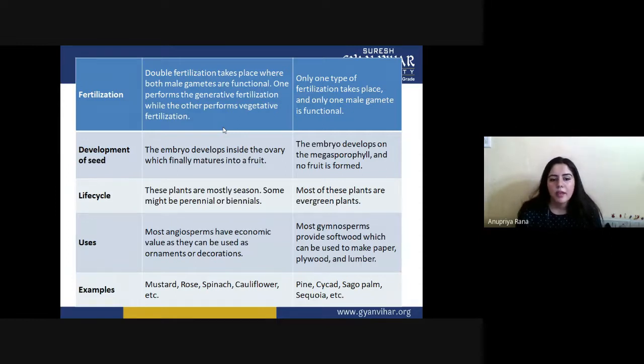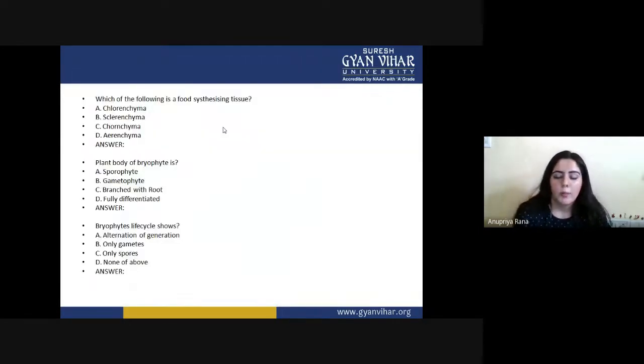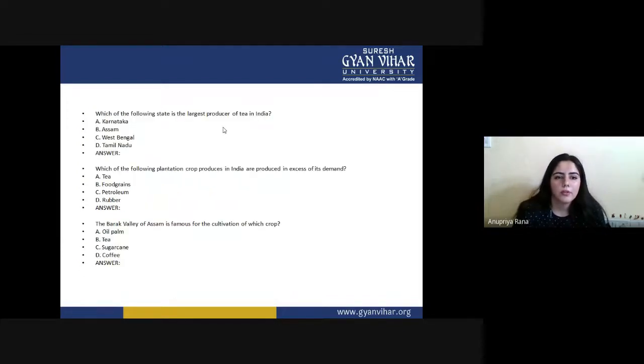For examples, lastly: mustard, rose, spinach, cauliflower, and sunflower all come under the angiospermic plants. Cycas, agathis, sago, sequoia, and pines all come under the gymnosperm. So I think this is all about the gymnosperm and angiosperm, and I hope you get a better understanding of them. I think you are now able to answer these questions, and I will be happy if you can answer them.